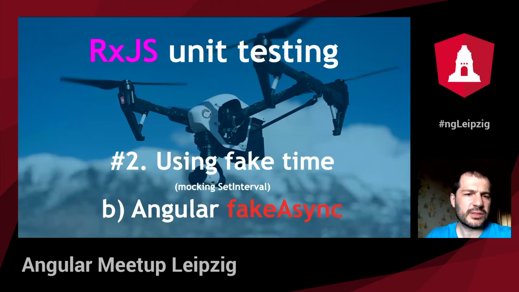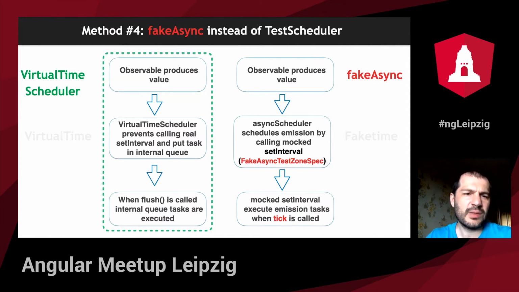Angular also has another possible way of testing observables that use async scheduler or emitting data with some delays. For that method, the fakeAsync helper function is used. To understand how this method differs from testing with virtual time scheduler, let's take a look at the slide. You already know that we can flush emission events with virtual time scheduler. But there is one more way.